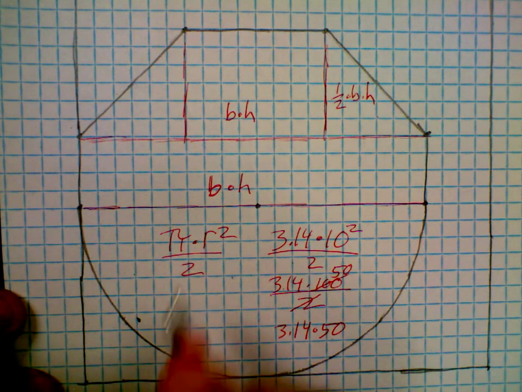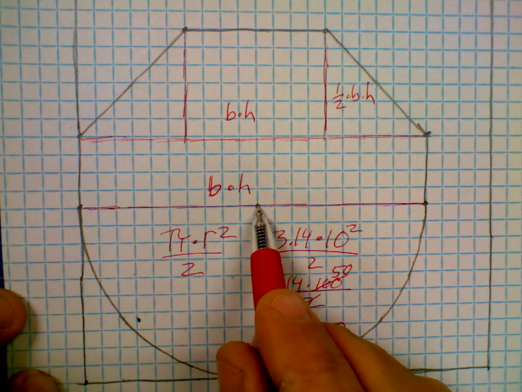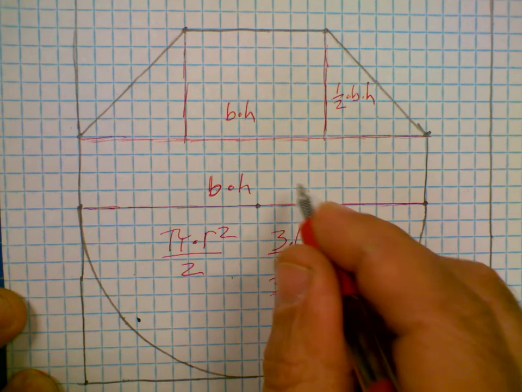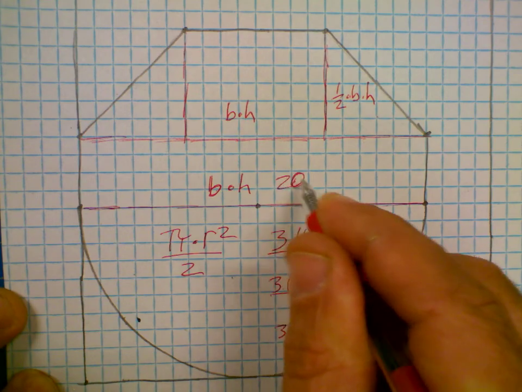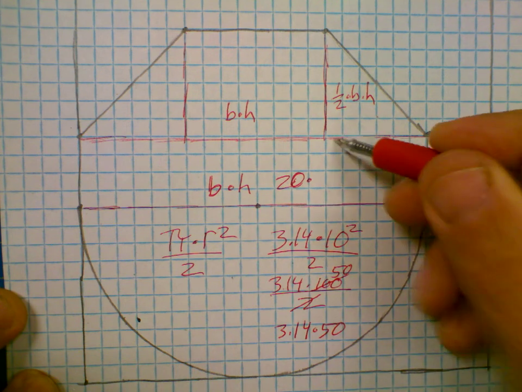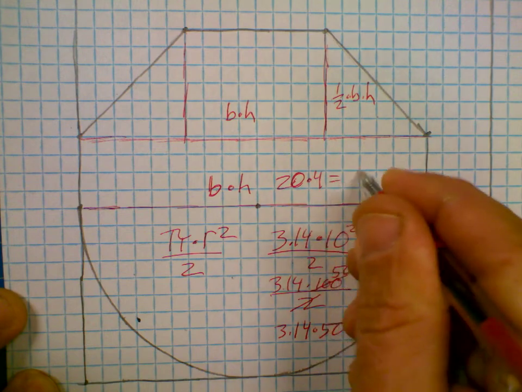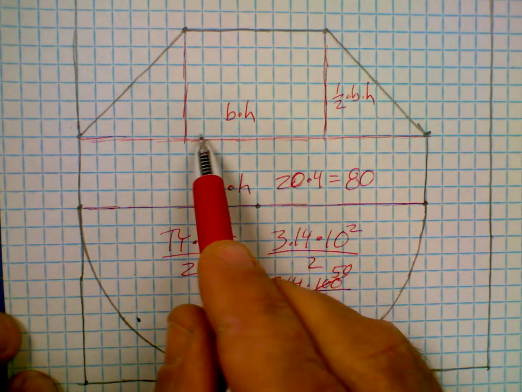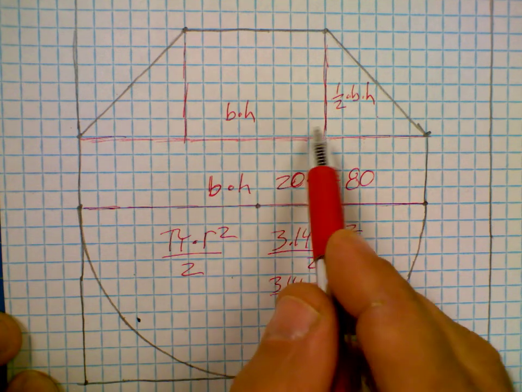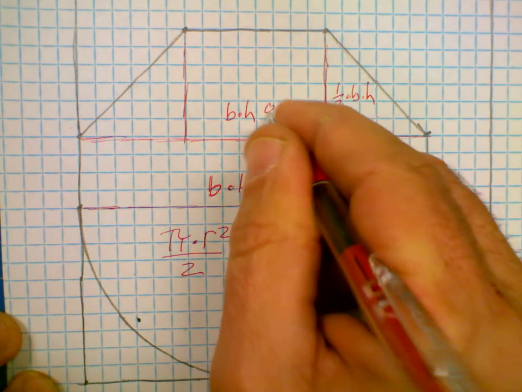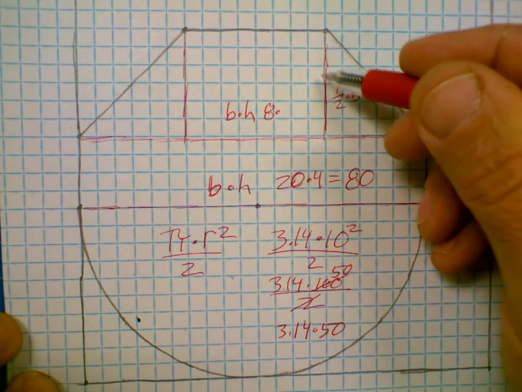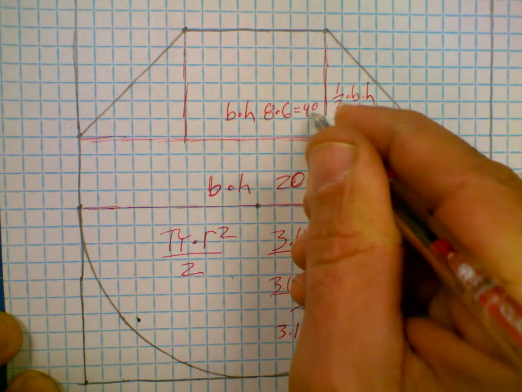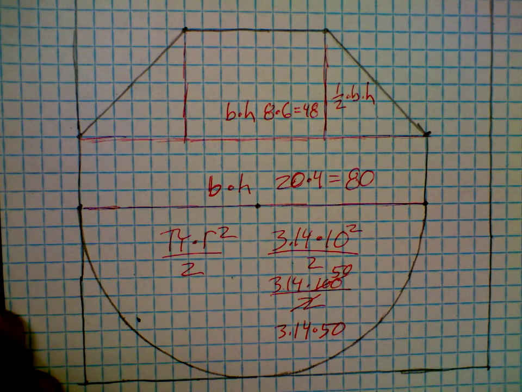The base of this rectangle is 20. 1, 2, 3, 4, 5, 6, 7, 8, 9, 10, 11, 12, 13, 14, 20. Okay? I count very fast, don't I? 20 times the height. 1, 2, 3, 4. That equals 80 squares. This rectangle is 1, 2, 3, 4, 5, 6, 7, 8. 8 times the height, 1, 2, 3, 4, 5, 6, times 6, and 8 times 6 was 48 when I went to school, which was just this morning.